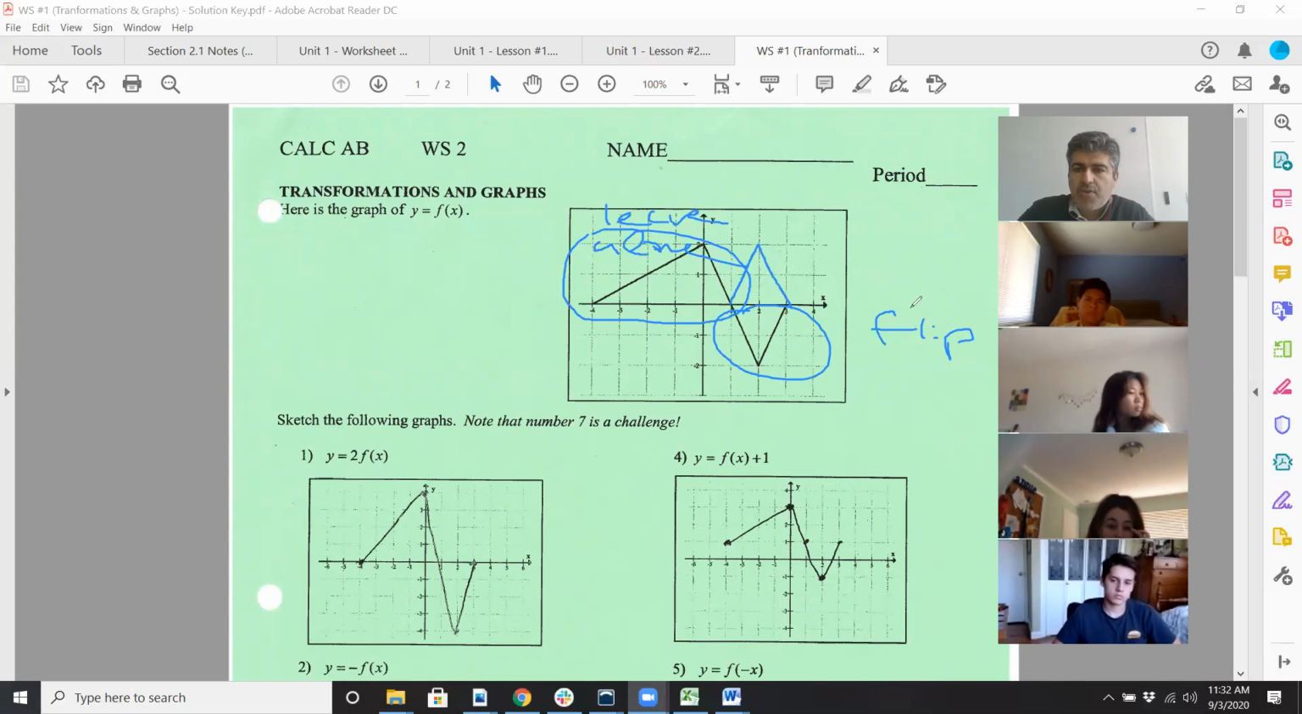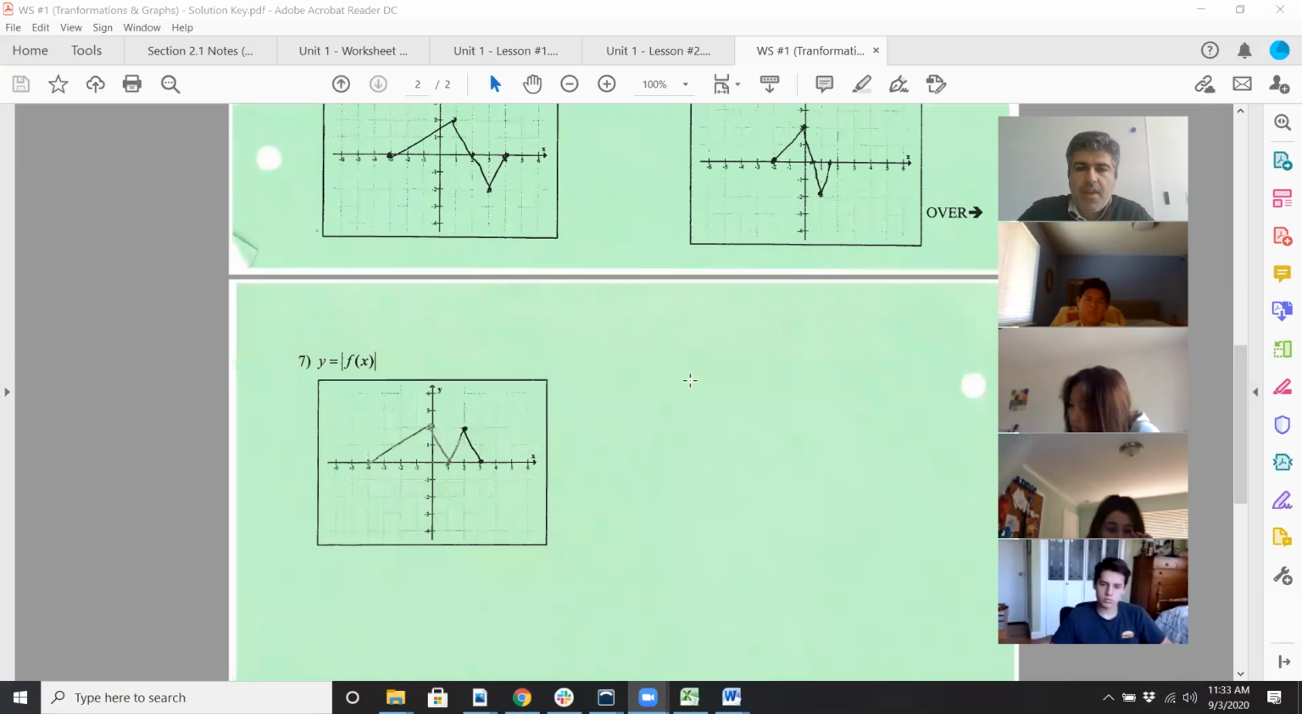So when you see an absolute transformation, it actually takes all negative y values, makes them positive, and anything that was already positive stays where it is. So that's what's happening with that one. And lastly, I know number 8 is not shown here, but here is the way that's going to look.